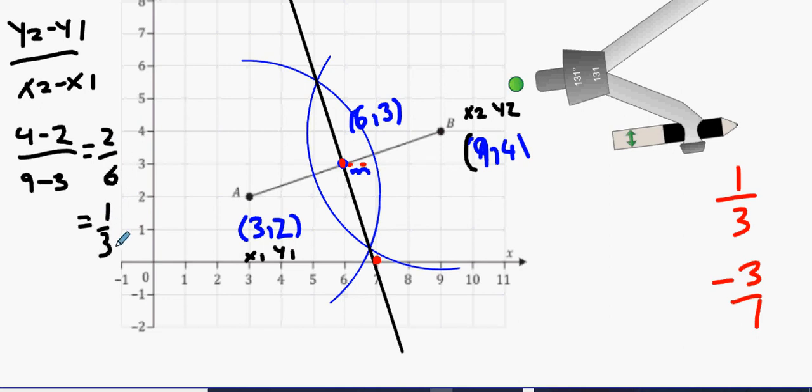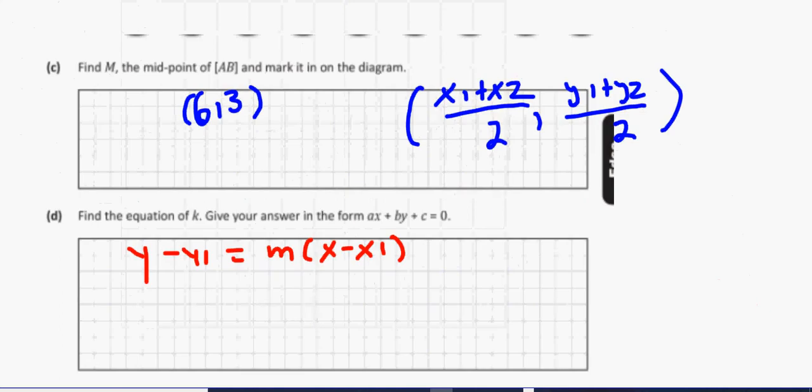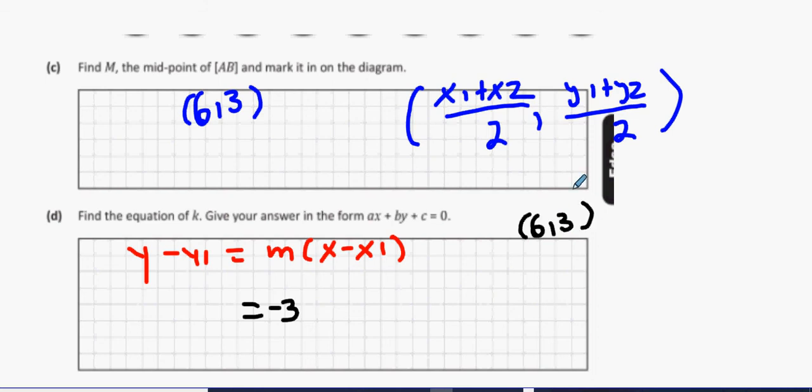And then turn that upside down, change the sign, and you get minus 3, don't you? So the black line has a slope of minus 3. Okay? So it has a slope of minus 3, and what point does it go through? It goes through the midpoint, doesn't it? Yeah. Which is 6, 3.